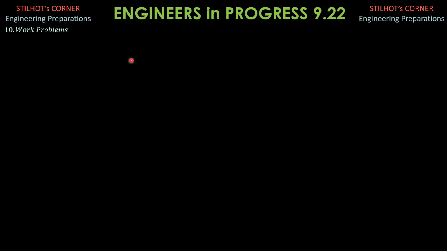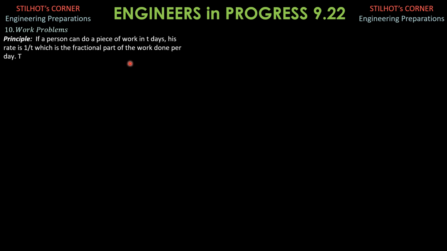So this is the principle. If a person can do a piece of work in T days, his rate is 1 over T, which is the fractional part of the work done per day or per unit time he or she works. This is represented below. If T is 6 days, then the job can be divided into 6 parts also, and each part is the portion of the job that will be completed for every unit time a person does work.